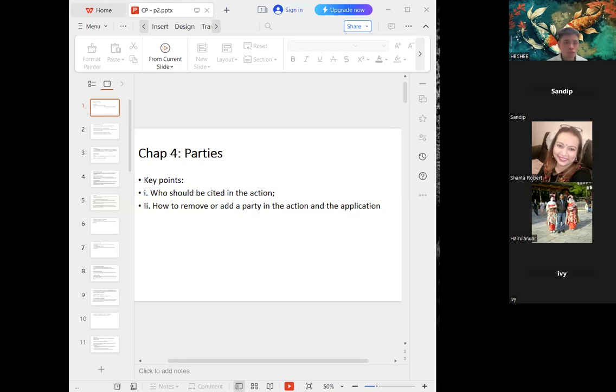All right. So I will be guiding you through the chapters and also the elements of these chapters. The first one is the parties. The key point for studying parties is that you have to know who should be cited in the action, and also how to remove or add a party in the action, and the application.